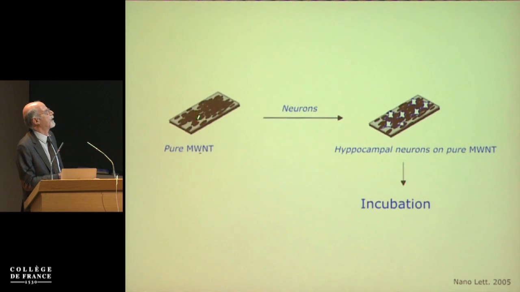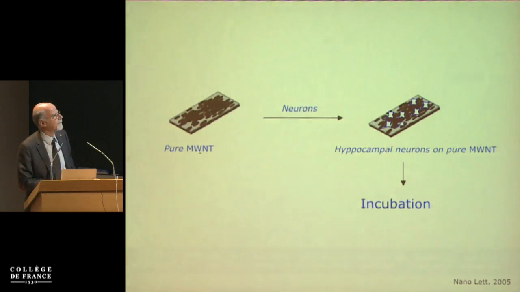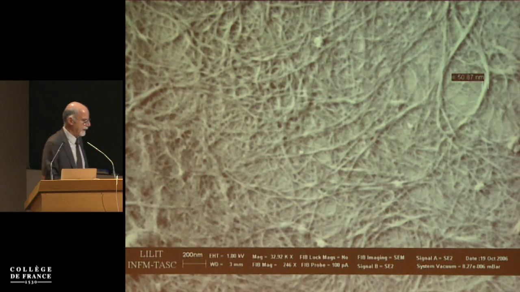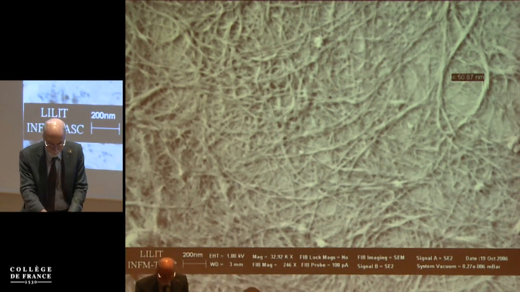And at this point, we have this surface on which we can deposit neuronal cells coming from the hippocampus, so hippocampal neurons, and then we let them incubate for a couple of weeks. This is the layer of carbon nanotubes on the surface, and as you can see, it is very homogeneous.